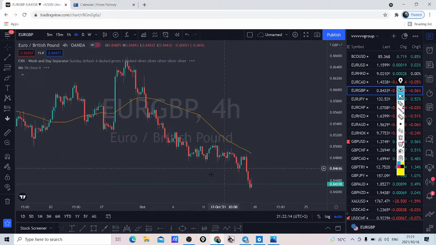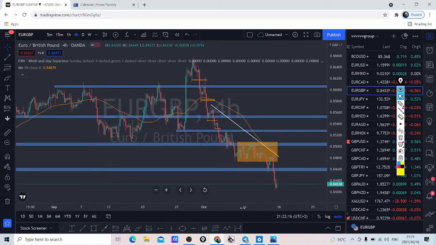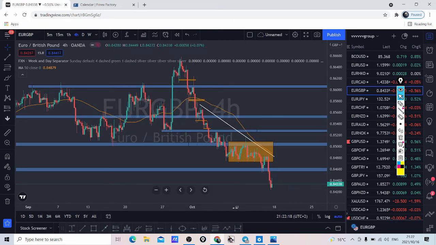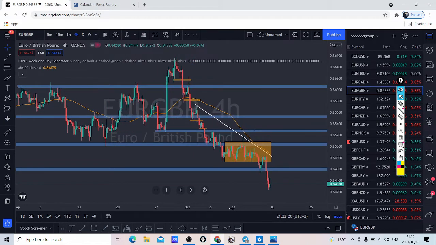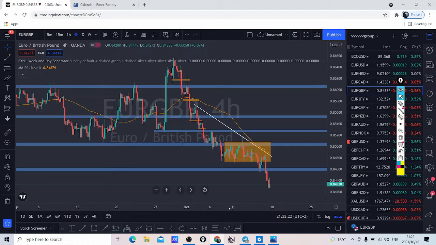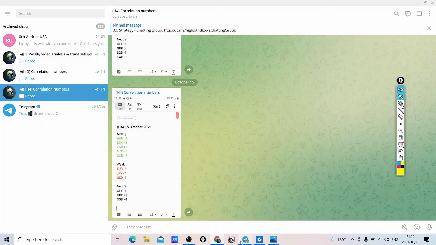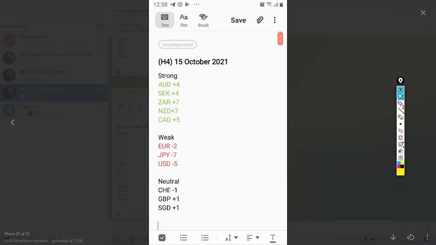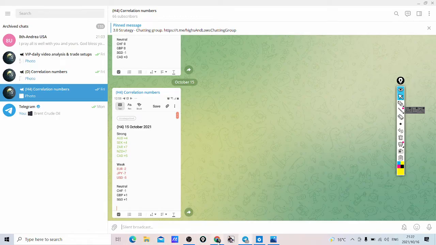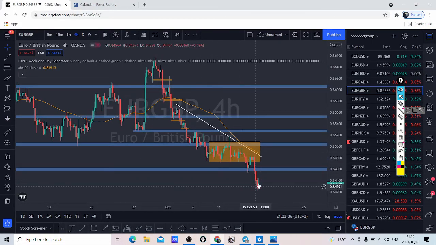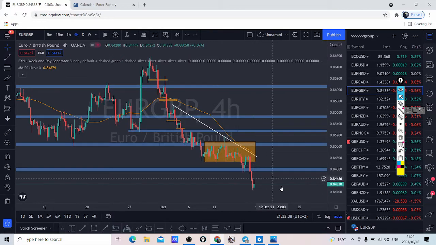So yeah, okay. GBP versus Euro GBP. Remember, Euro is sitting at -5, and then GBP is sitting at neutral, +1. So that's why the graph is still selling there, still selling, but I won't be taking any sales here because the market is already overextended.